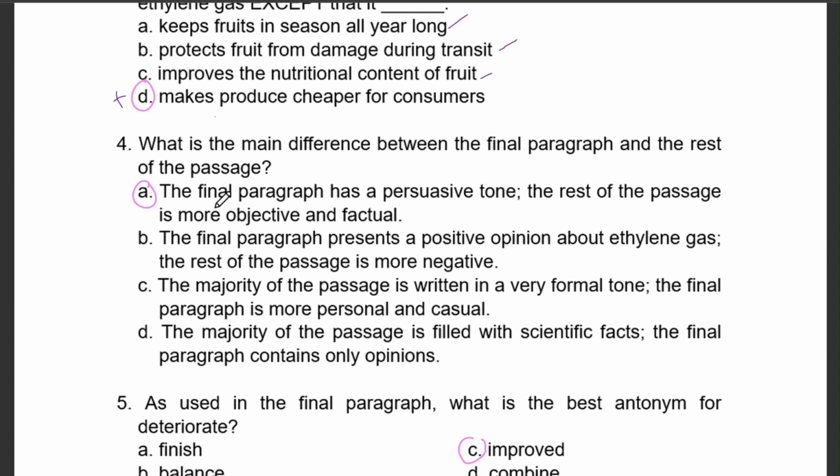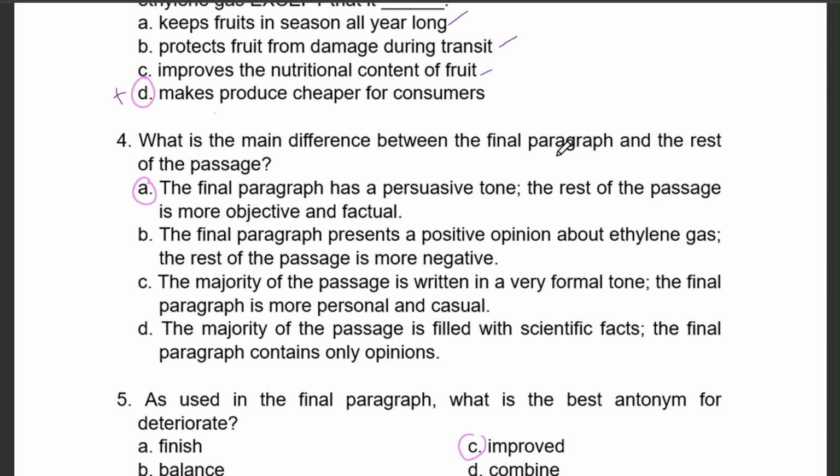Question 4. What is the main difference between the final paragraph and the rest of the passage? A. The final paragraph has a persuasive tone. The rest of the passage is more objective and factual. B. The final paragraph presents a positive opinion about ethylene gas. The rest of the passage is more negative. C. The majority of the passage is written in a very formal tone. The final paragraph is more personal and casual. D. The majority of the passage is filled with scientific facts. The final paragraph contains only opinions.